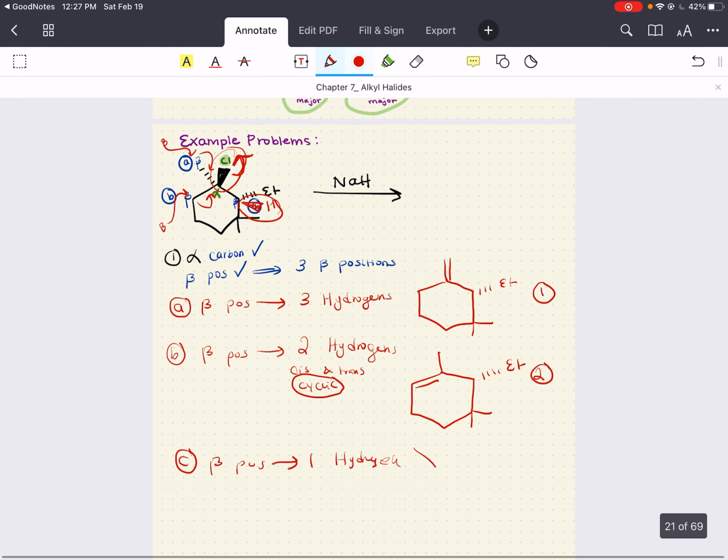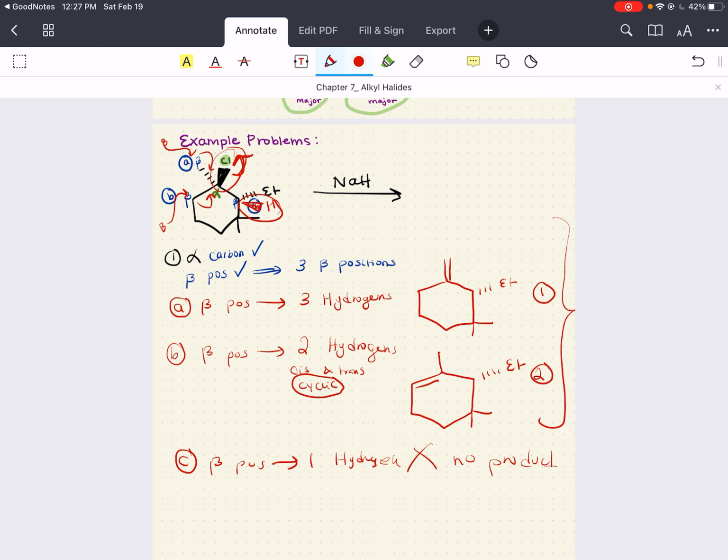We actually cannot have an E2 reaction that happens at this position. We get no products from this beta position. That means we get a total of 2 products for this reaction. Now, don't get carried away. We're not done yet. We have to look at the double bond we formed and say how substituted this is.